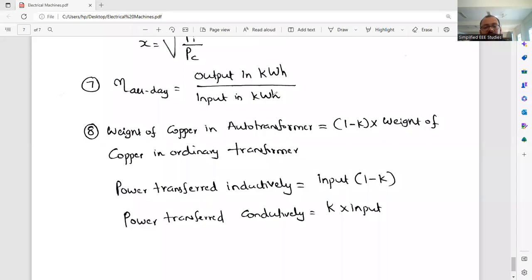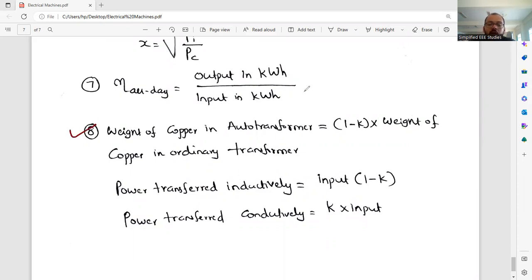Similarly, there is a single winding transformer called the auto transformer. It is mainly used for voltage controlling purposes. You can change the voltage from a lower level to a higher level. It has only one winding, which is segregated into two parts, the primary side and the secondary side. There is a saving of copper, so we can see the equation which depicts the saving of copper.